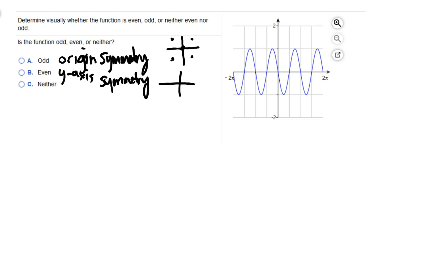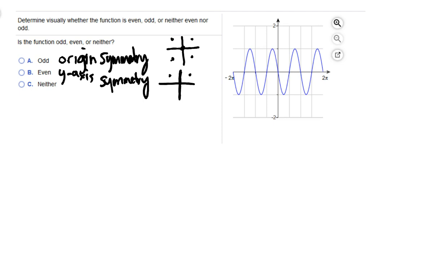So when you're looking for y-axis symmetry, your y-axis is the vertical axis, and you're looking for a mirror image over that y-axis. And then neither is the catch-all for everything else. If it doesn't have origin symmetry and doesn't have y-axis symmetry, we put it in the category of neither.